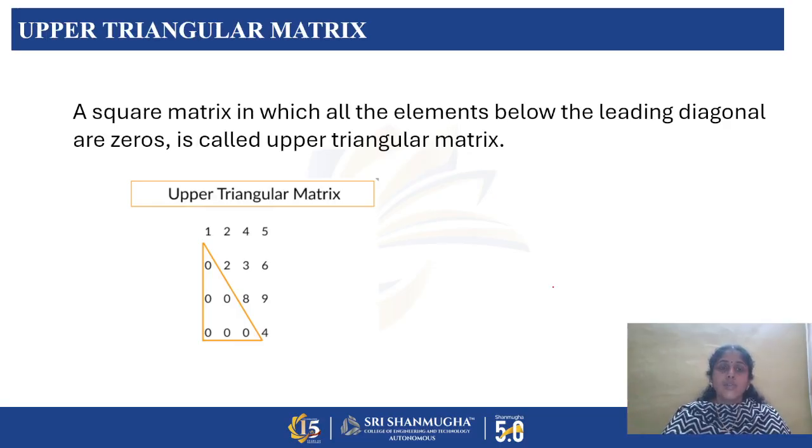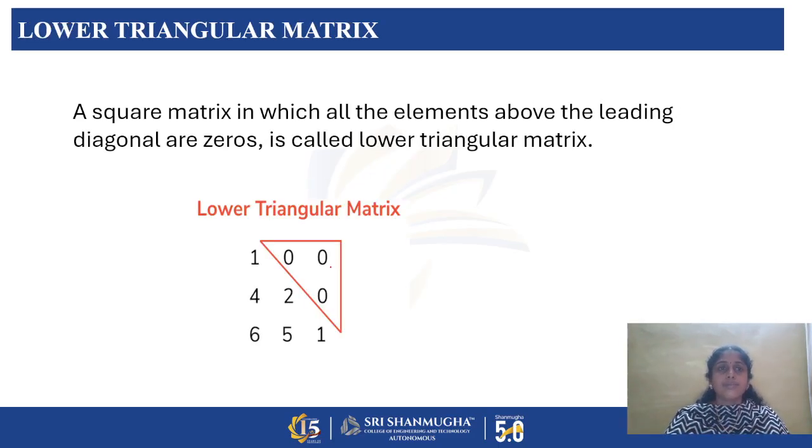Upper triangular matrix is a square matrix in which all the elements below the leading diagonal are 0. See, this is the leading diagonal, and all the elements below the leading diagonal become 0. That is called an upper triangular matrix. The meaning is that only the elements on and above the diagonal will take values, and all other values will become 0. Lower triangular matrix, a square matrix in which all the elements above the leading diagonal are zeros. Only the lower triangle will take the values, and the upper triangle will become 0. So that is called a lower triangular matrix.